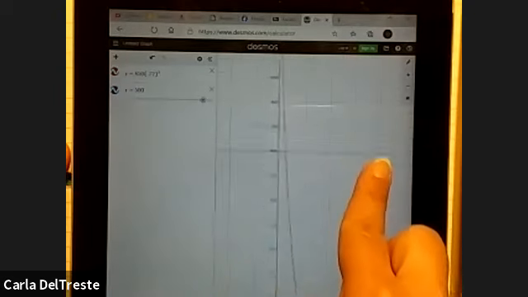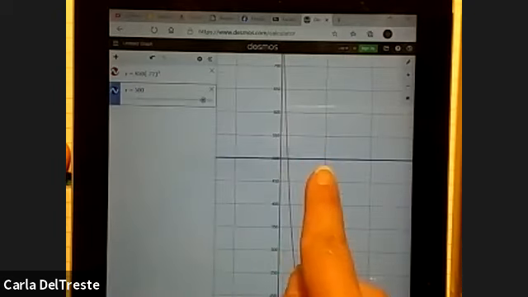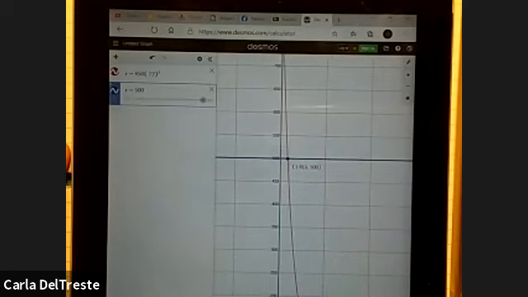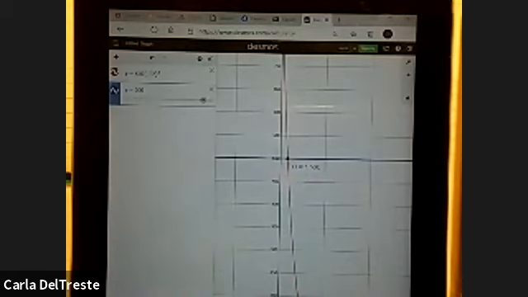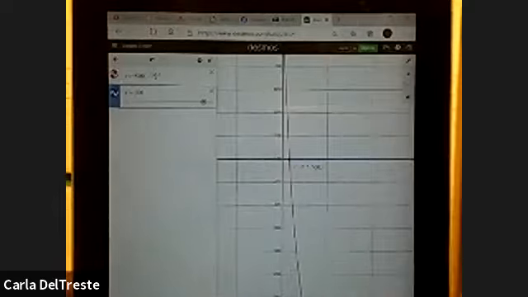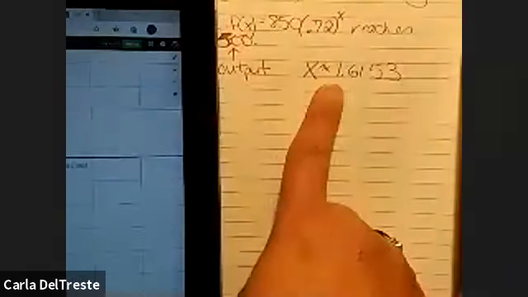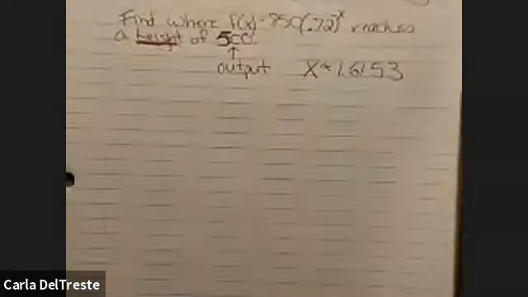But now here's the cool part of Desmos. That intersection point is going to be one of the important points. It already knows you're going to want it, so it gives you that point without you having to tell it anything. Okay, so I know that it's going to be 1.615. Okay, and that's the same thing that we got using the graphing calculator. Okay, so that's using Desmos.